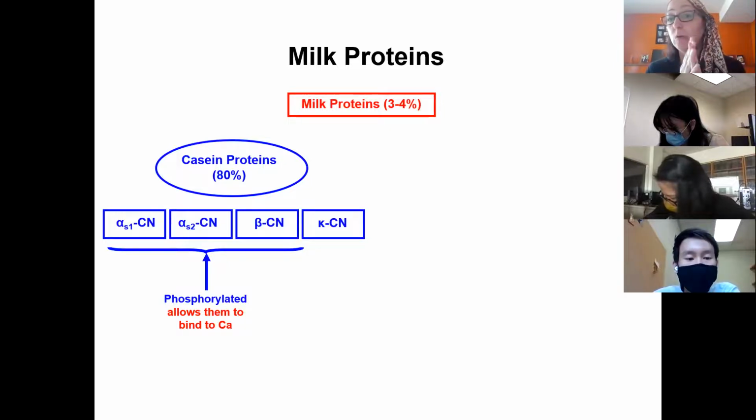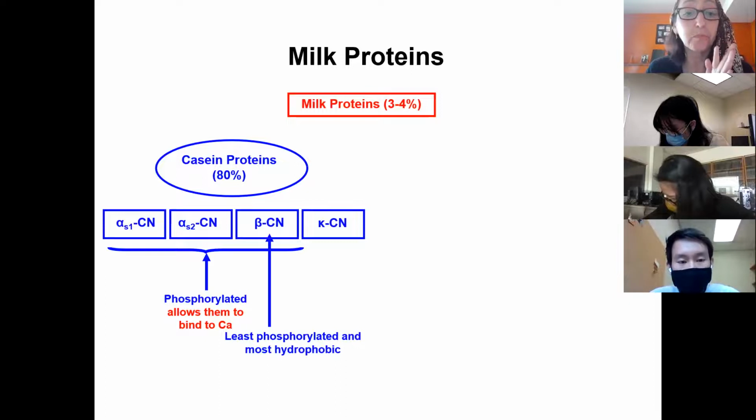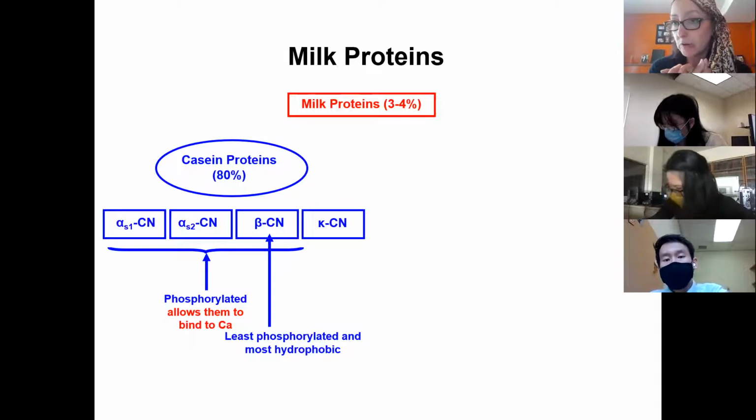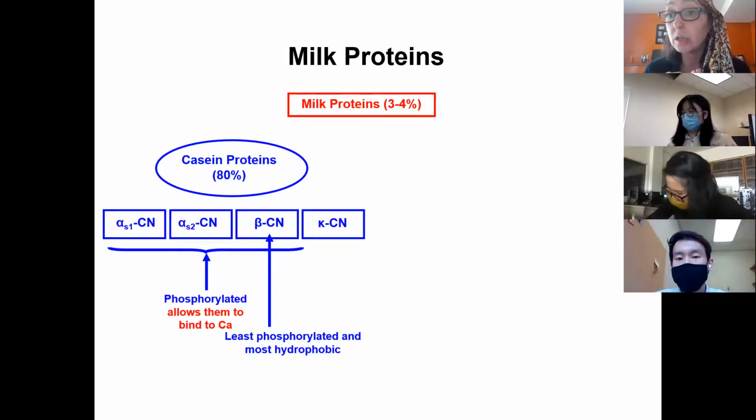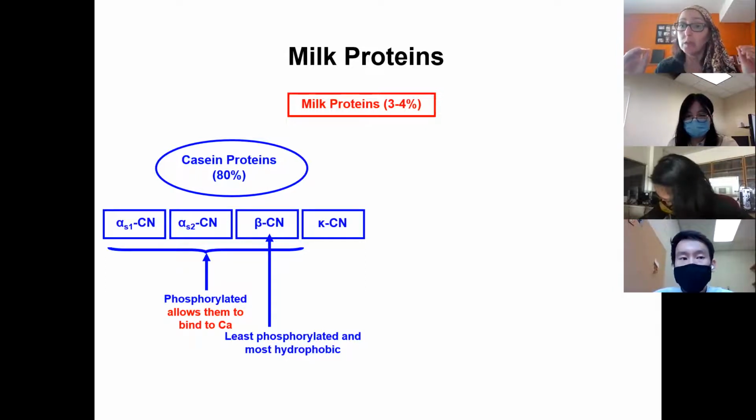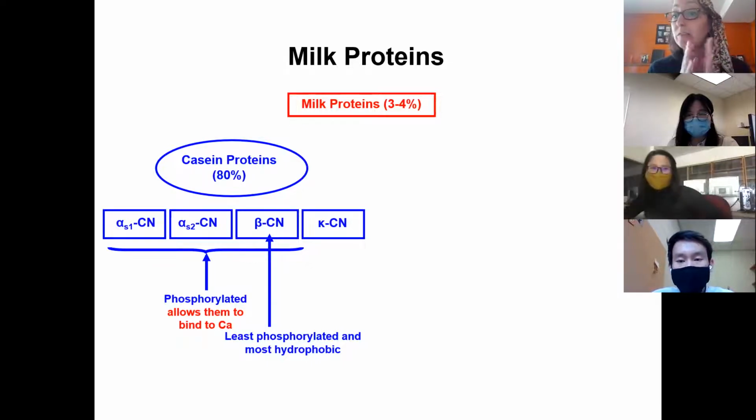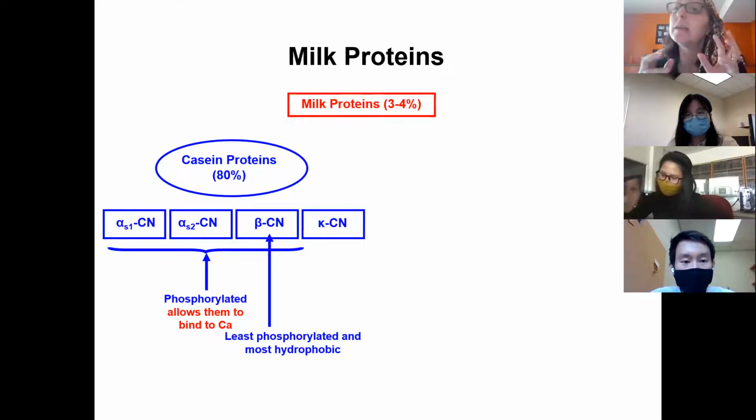So this is a very important characteristic. Beta casein is unique and different than the other caseins in the sense that it is the least phosphorylated, so it's the least charged, and it's the most hydrophobic. I'm going to show you most of its sequence is hydrophobic amino acids. That is very characteristic of beta casein, and it is the driving force of hydrophobic interactions within the caseins in the micelle.